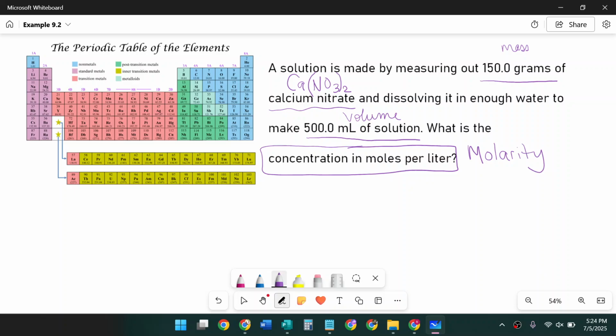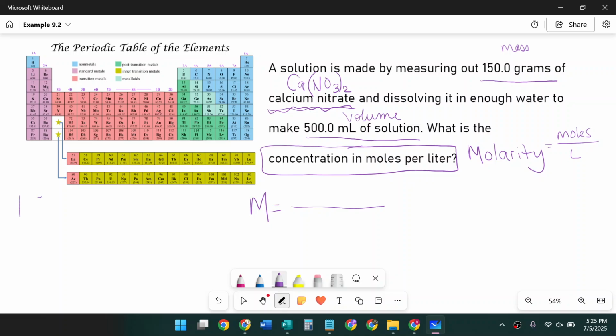And that is moles per liter. So moles of the solute, in other words, moles of our calcium nitrate, and liters of the solution. Well, they gave us the liters. So to figure this out, we need the bottom to be in liters. So we're going to have to make a conversion there. And we need the top to be in moles.